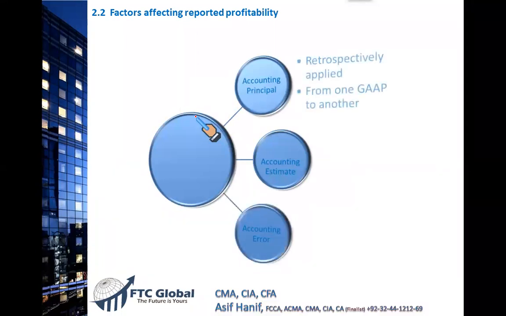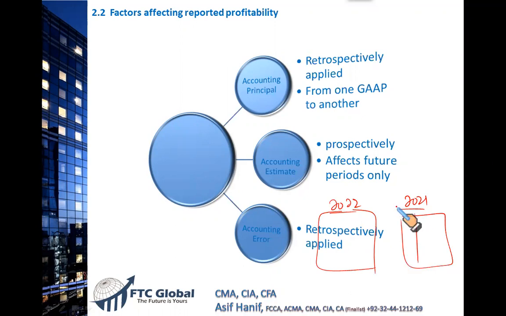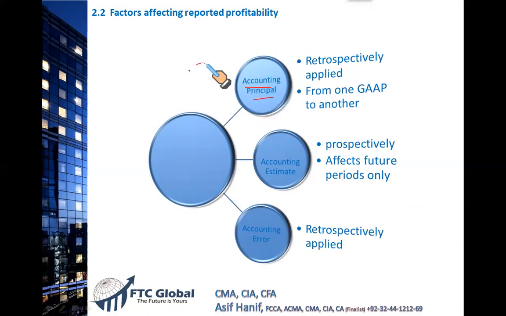if you discover an accounting error that occurred in 2020 and you are reporting your 2022 results, you just can't let that error stay there. Accounting errors are retrospectively applied. You need to revise your prior year's financial statements so as to bring them on an equal basis for our financial statement analysis. So for us as a management accountant or financial analyst, a change in accounting principle, if it happens, is good for us; the numbers will be on a similar basis. Retrospective treatment for accounting errors will also be okay for us.